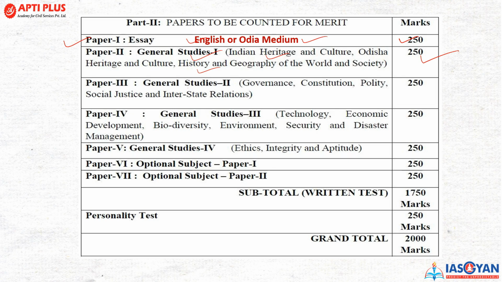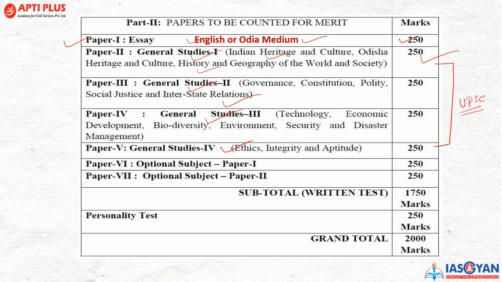The general studies paper 2, that is governance, constitution, polity, social justice and interstate relation, this is again for 250 marks. General studies paper 3, that is technology, economic development, biodiversity, environment, security and disaster management, this is again 250 marks. And general studies paper 4 of ethics, integrity and aptitude, this is for 250 marks. So these are similarly aligned with the UPSC examination, right? So if you're preparing for OPSC, you are parallelly preparing for the UPSC as well.